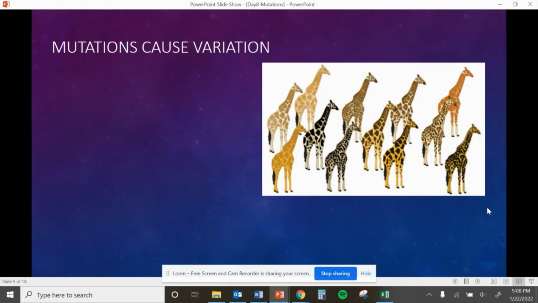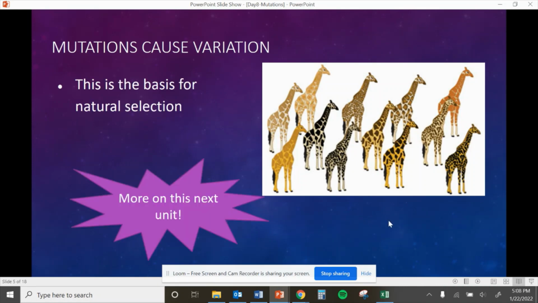Mutations are also a source of variation. Variation is helpful in a population. Shown here, we have lots of different giraffes. This is a basis for natural selection, and we're going to talk more about this in our next unit, but just keep in mind that mutations can cause variation in a population.